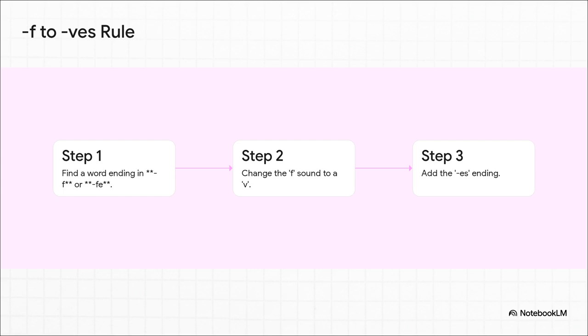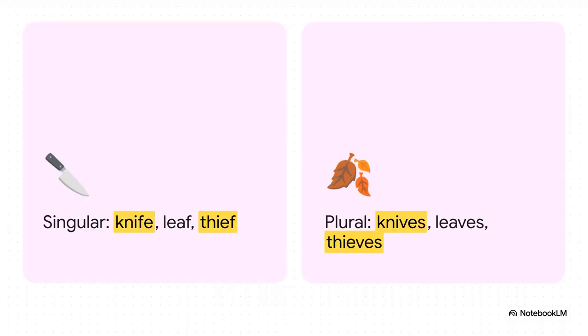And finally, you add the ES. It's a shift you can actually feel in your mouth. And here they are, out in the wild. A sharp knife becomes multiple knives. A single leaf on a tree joins a pile of leaves. It's a really consistent change. Well, most of the time.